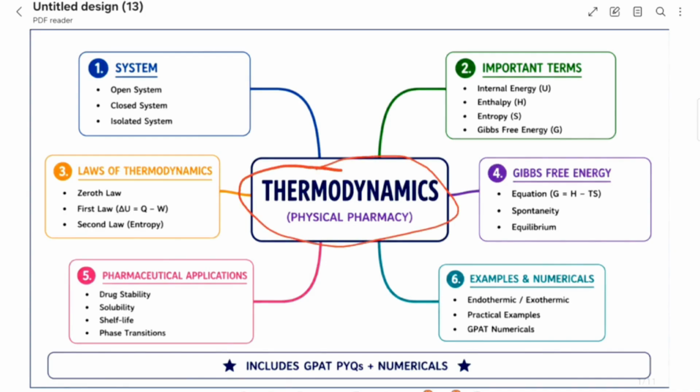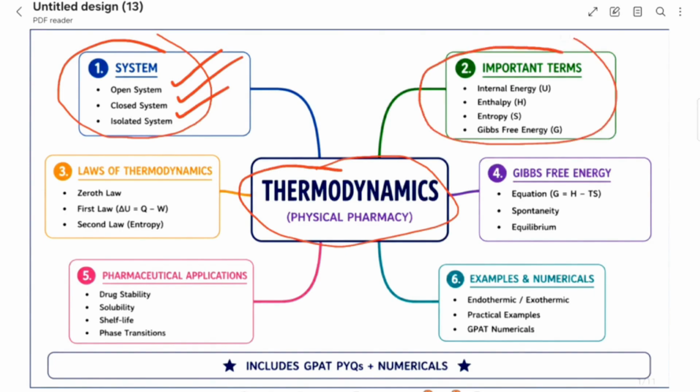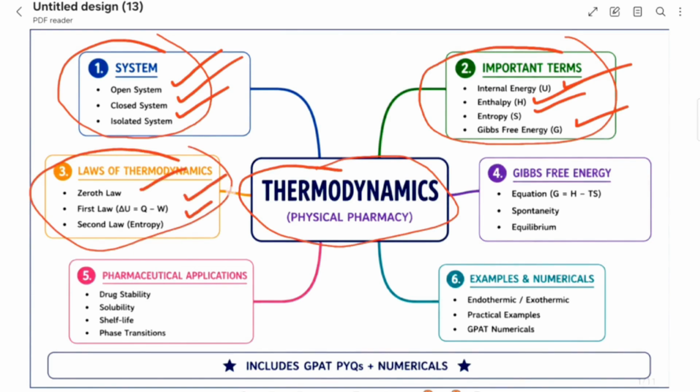In today's video we are going to discuss thermodynamics in physical pharmacy. So here we are going to focus on different topics like system. In that we are going to study open system, closed system and isolated system. Then the important terminology like internal energy, enthalpy, entropy, then Gibbs free energy and laws of thermodynamics.